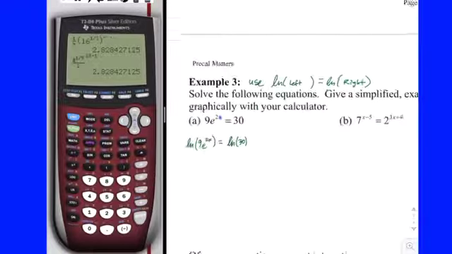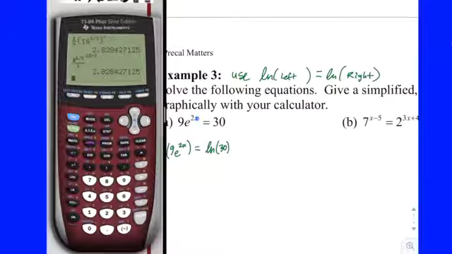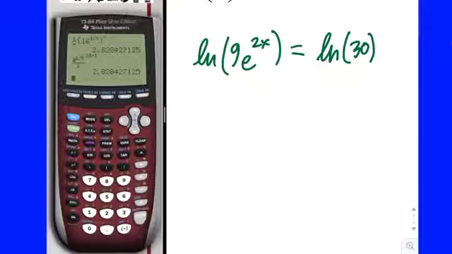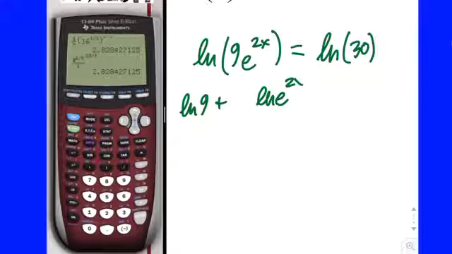Expand. There you go. So you're going to take the natural log of both sides. Let me move this up a little bit. So once you do that, then you're going to expand. On the left, we have 2 factors. So it's the natural log of 9 plus the natural log of e. And then you can either leave the 2x there, or now you can bring the 2x to the front. There we go. And on the right, we get the natural log of 30.